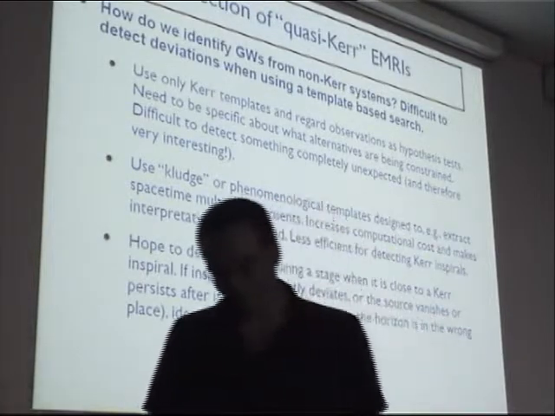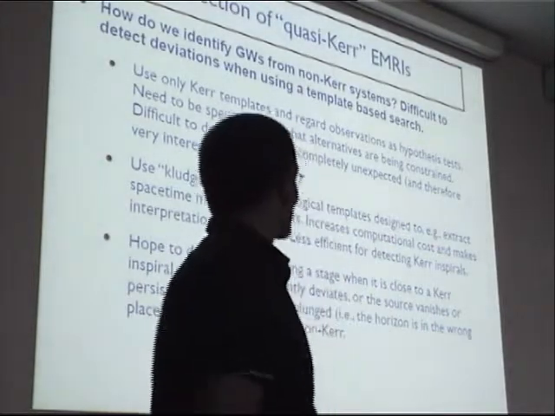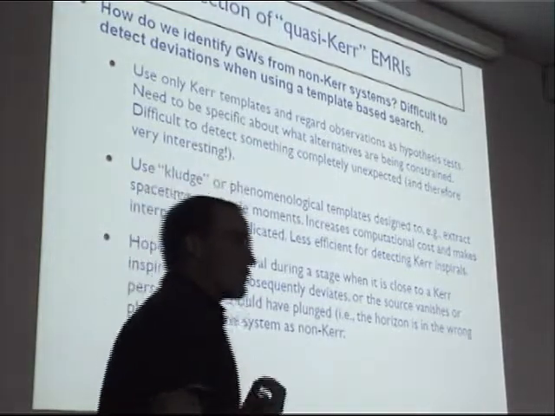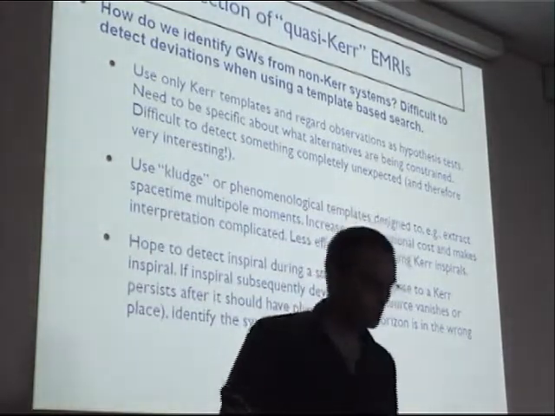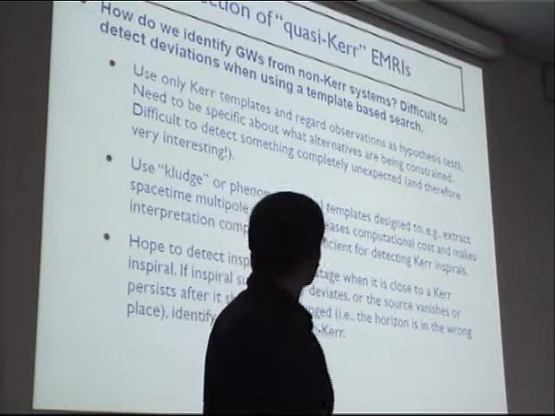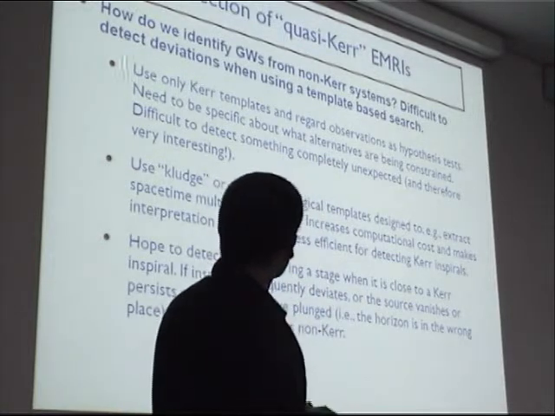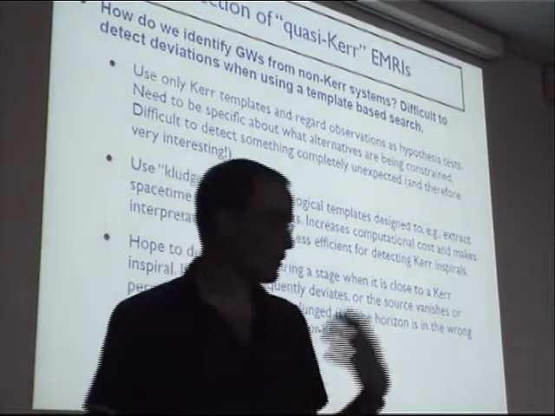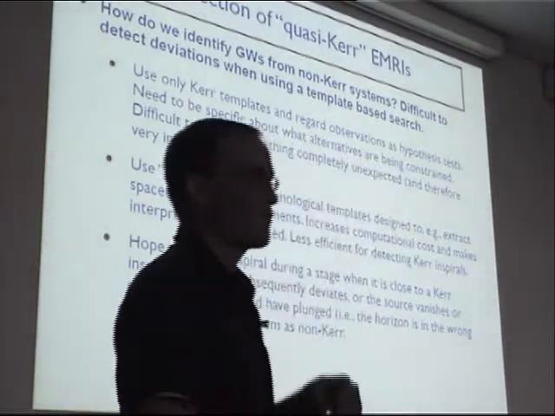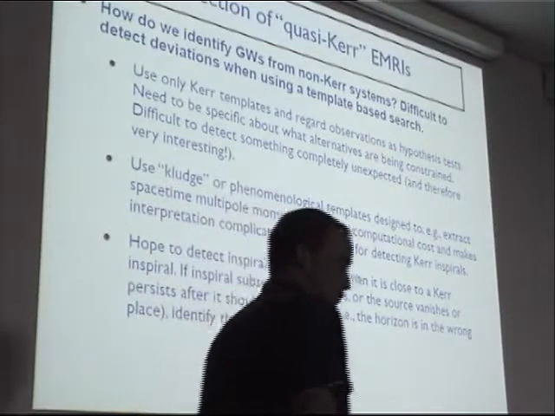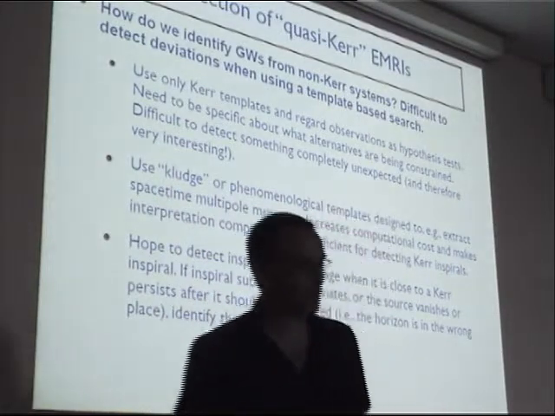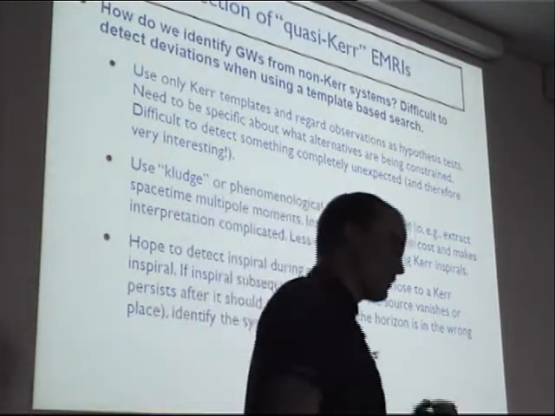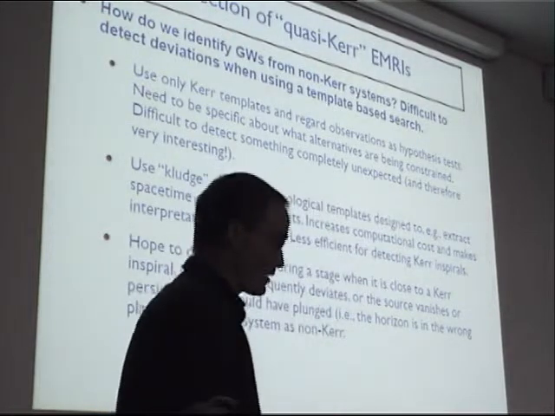Now, if we have something that's not Kerr, how are we going to detect that? It's difficult to detect, certainly large deviations, when we're using a template-based search, because in principle we can only see things we have templates for. So if there's something in our data stream that is very different from a Kerr inspiral, it'd be very hard to detect it if we're only using Kerr-based templates.